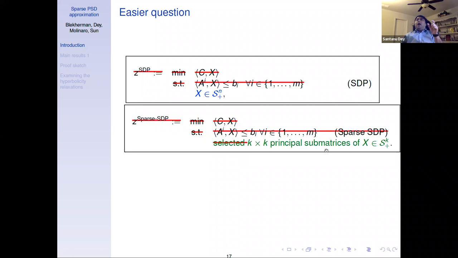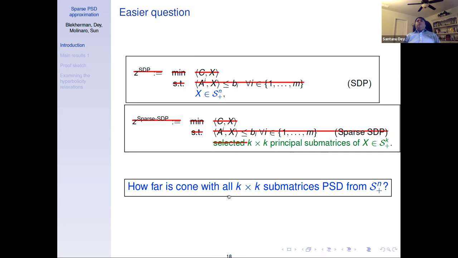are PSD. Okay, this is a cone. This is a closed convex pointed cone, just like the PSD cone. This contains the PSD cone. And now what I want to know is how much bigger is this new cone? How far is the cone where I enforce that all K by K principal submatrices are PSD compared to the cone of PSD matrices? This is the question that I want to answer in order to understand the more general question about the gaps between these two relaxations.